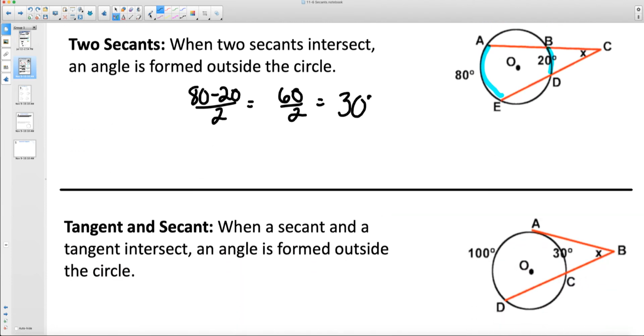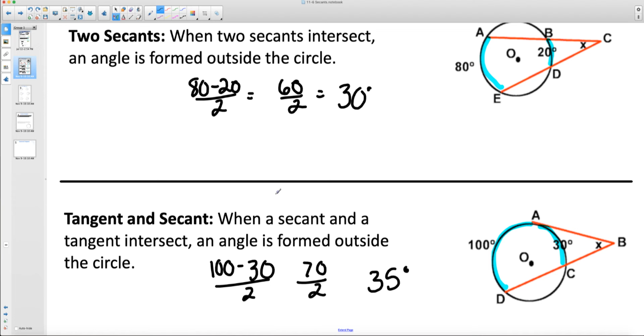And the last one is created by a tangent and a secant. So a tangent and a secant, arc minus arc divided by 2. So 100 minus 30, and then divided by 2. 70 divided by 2 is 35 degrees. And it's as simple as that. If it's outside, arc minus arc divided by 2.